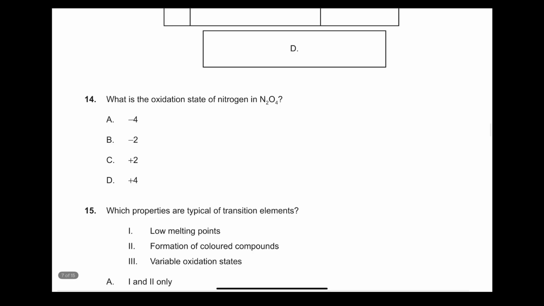Now we have to find the oxidation state of nitrogen in N2O4. Take nitrogen as X. There are two nitrogen atoms, so 2X, and four oxygen atoms, and oxygen generally has an oxidation state of -2. So we'll take -2. 2X minus 8 is 0. 2X would be 8. Divide both sides by 2. You get X as 4. So answer would be +4.